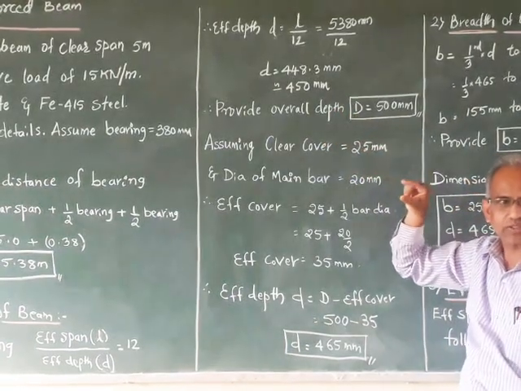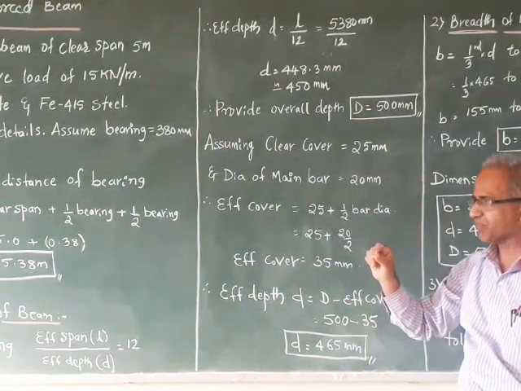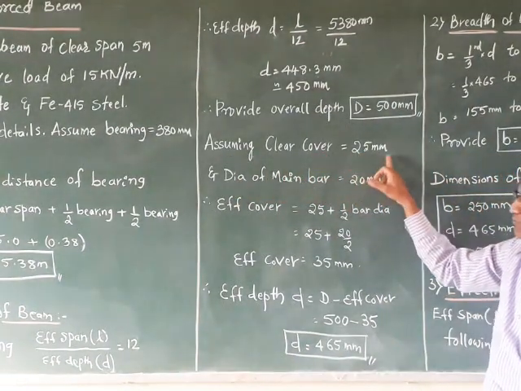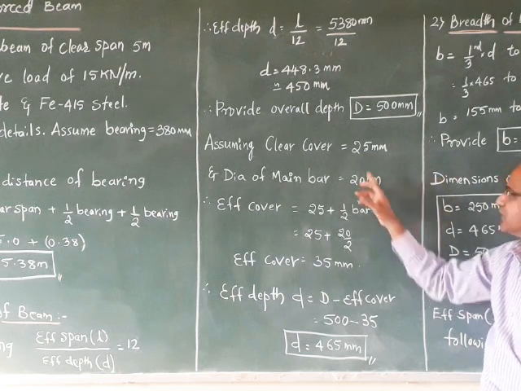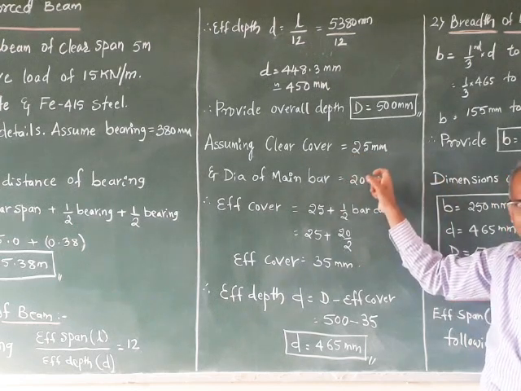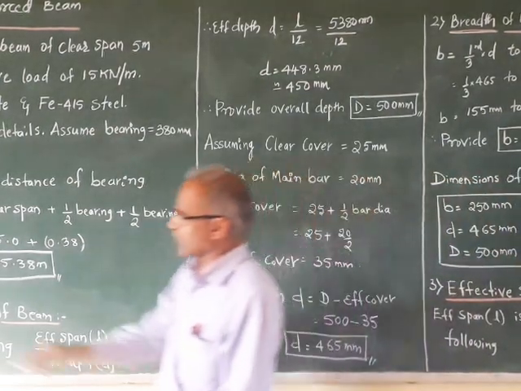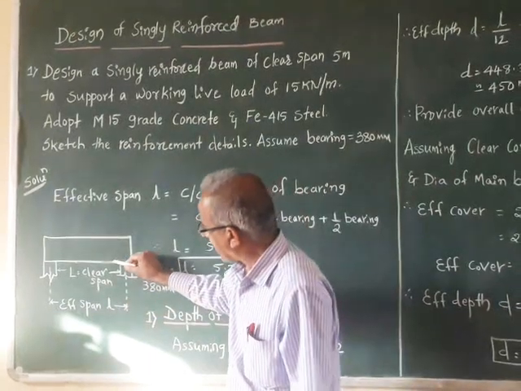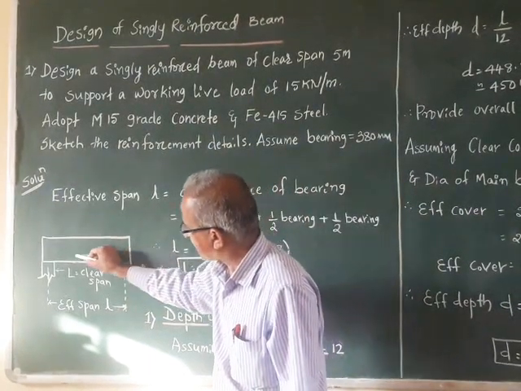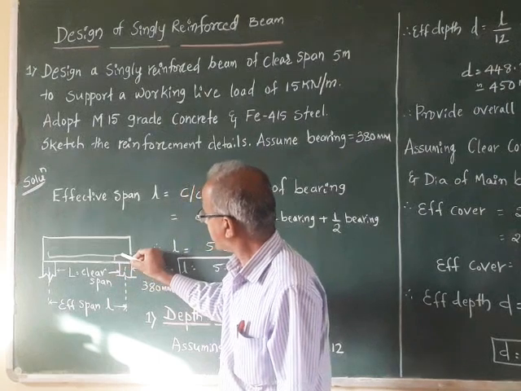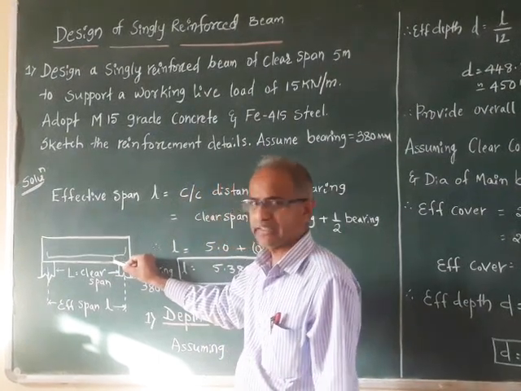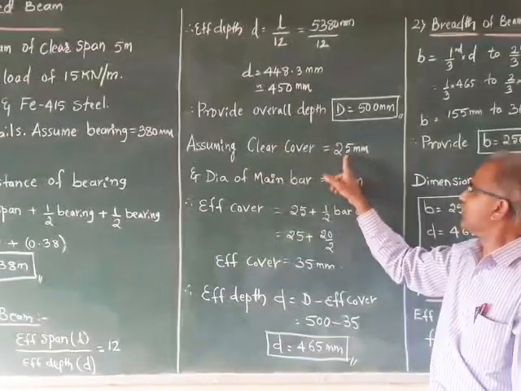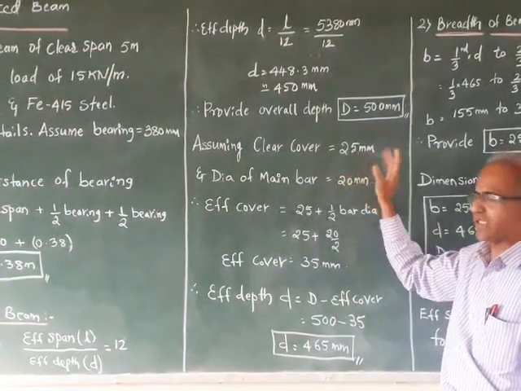It is clear cover plus half the bar diameter. Let us assume clear cover is equal to 25 mm. So for beam, remember clear cover for the reinforcement. The reinforcement is not directly placed on the bottom of the beam. At a clear cover, the bars will be placed like this. This distance is called clear cover. So for beam you can assume clear cover is equal to 20 or 25 mm.